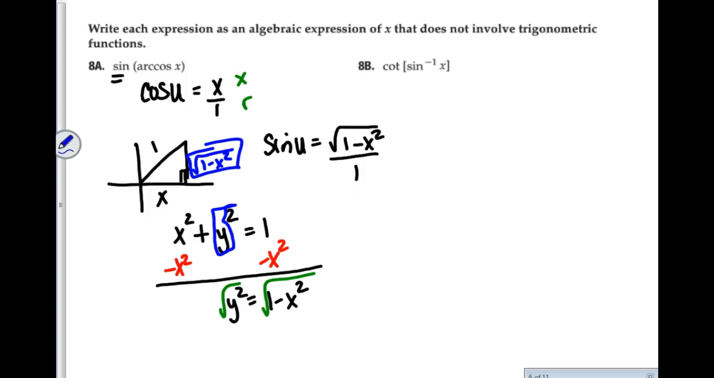Do you think you'd be wrong if you left your answer like that? I don't think so. It's a little overkill. What would normal people write? They would just write the square root of 1 minus x squared. They wouldn't say over 1. Okay.